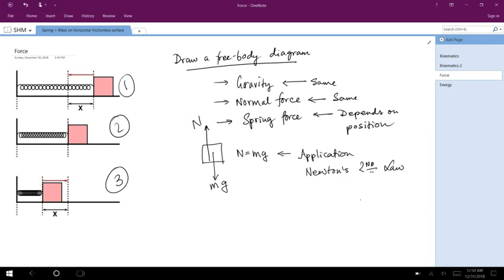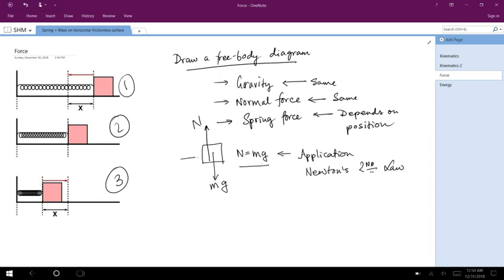Which tells us that net force has to be equal to mass times acceleration, but the block is not accelerating in the vertical direction, so the net force on the block in the vertical direction is 0. So that tells us the net force, which is N minus mg, has to be 0, and that's why N equals mg is what we get.